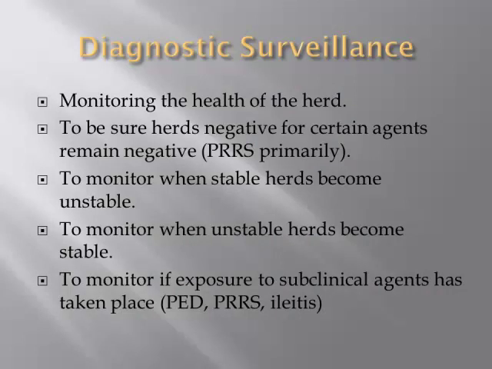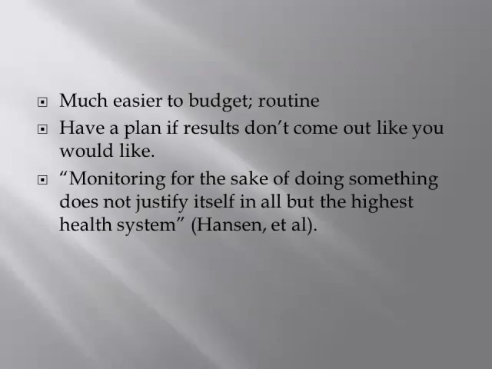So surveillance. What are we doing with surveillance? We're monitoring the health of the herd. We might be making sure that an agent like PRRS is staying out. We might need to figure out if a stable herd is becoming unstable or an unstable herd becomes stable. And we might use it to monitor subclinical agents such as ileitis or PED, something that might be there but not really causing a clinical issue. It's much easier to budget because it's routine. You're doing those things on a regular basis, every month, every quarter, something like that.